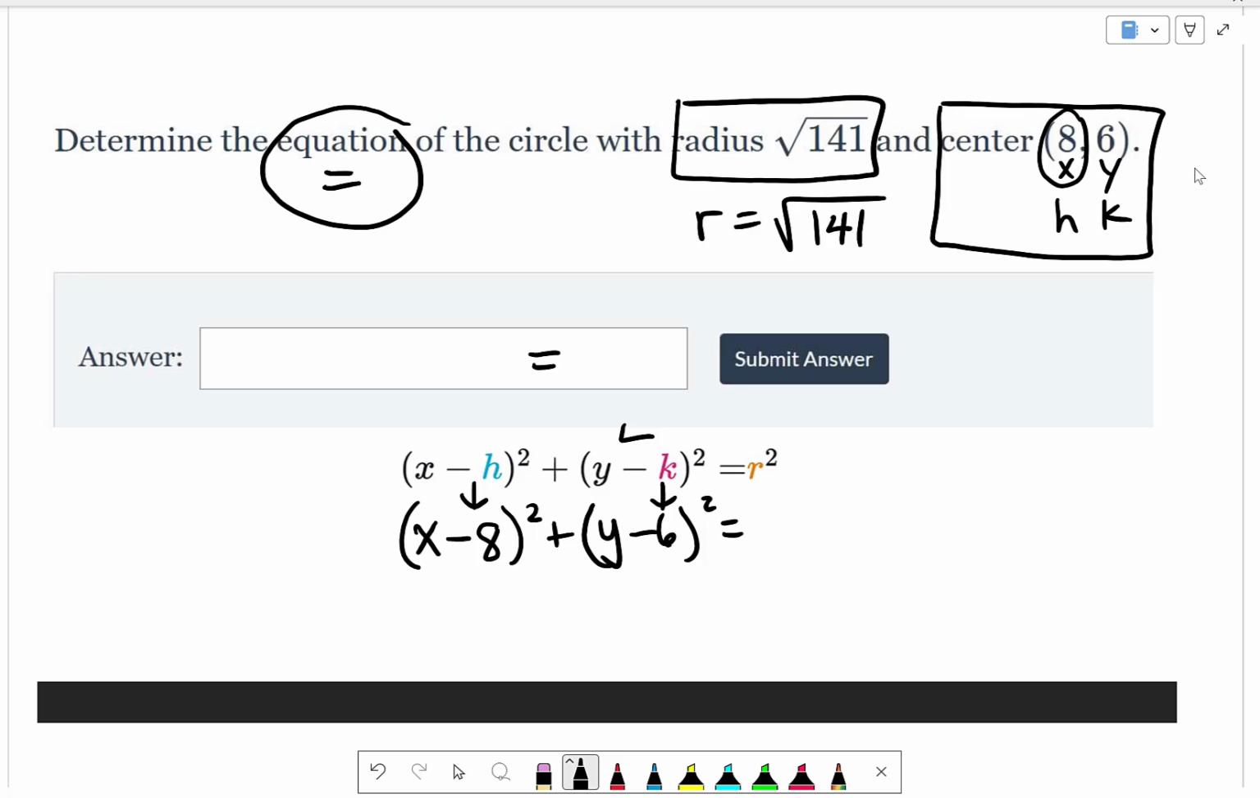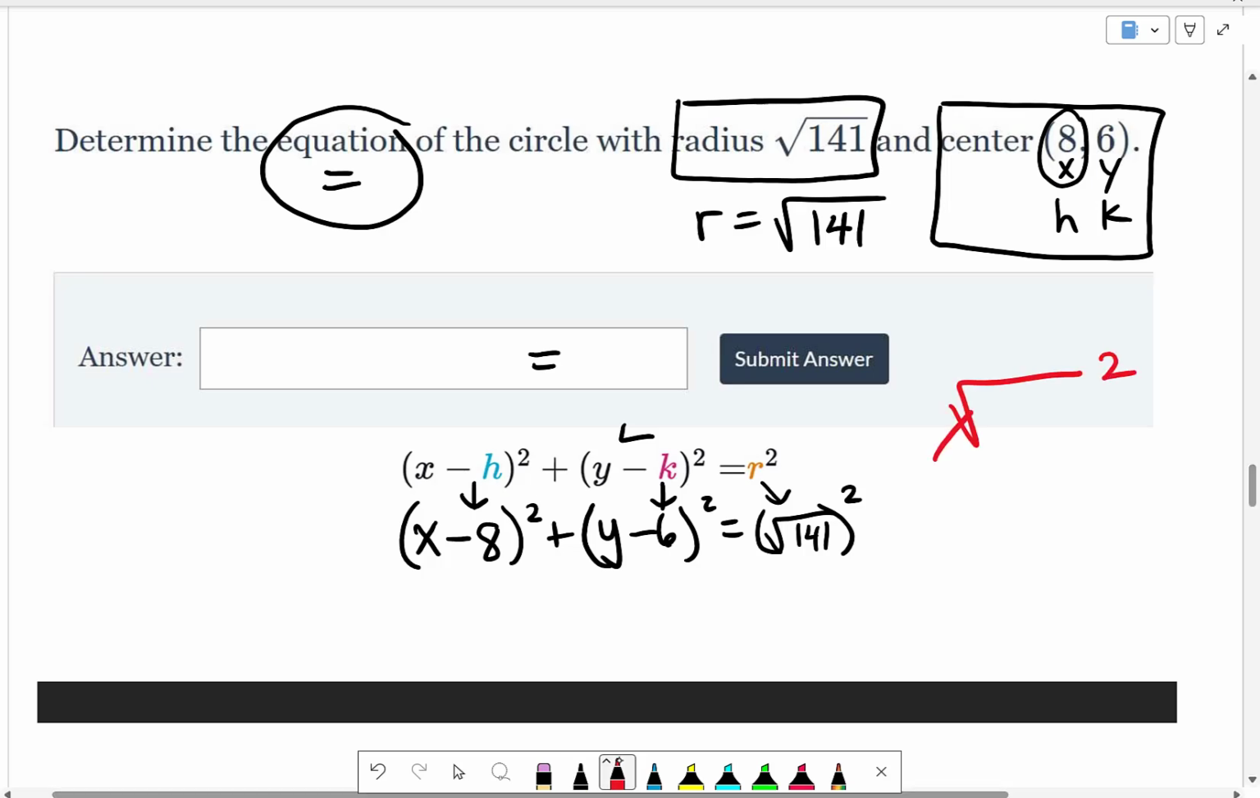Now, for the radius, we have to do r for radius is the square root of 141 squared. So when you have a radius and you have a square, they actually cancel. So we can cancel the root and the square. So aquí cuando tienes una raíz cuadrada y tienes la cuadrada, tú puedes cancelar. So aquí podemos cancelar o eliminar la raíz y el 2 también. So solo tenemos 141 después. Y esa es la respuesta final.